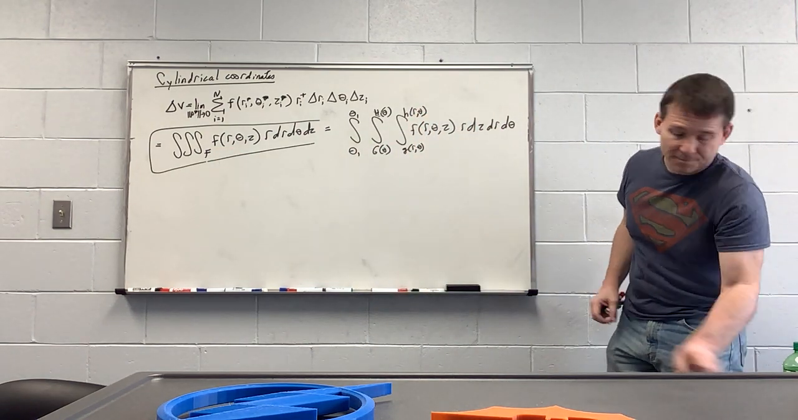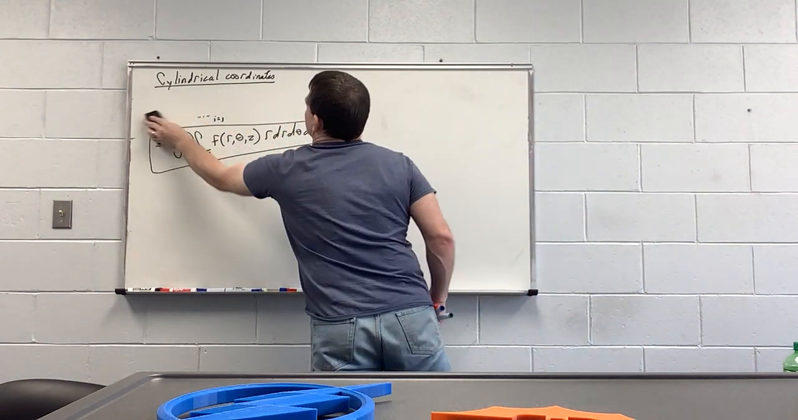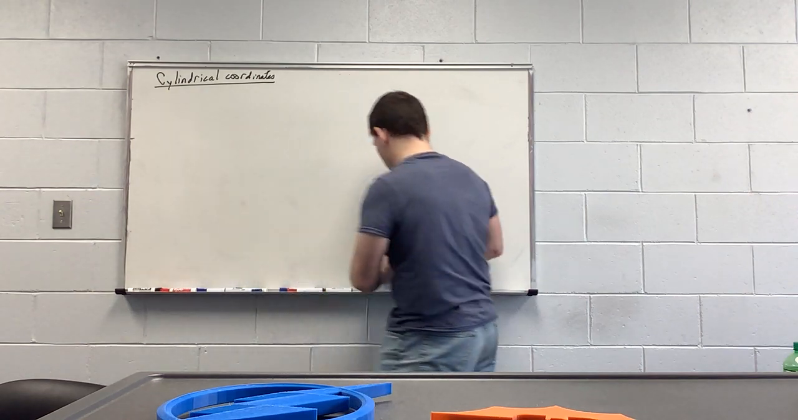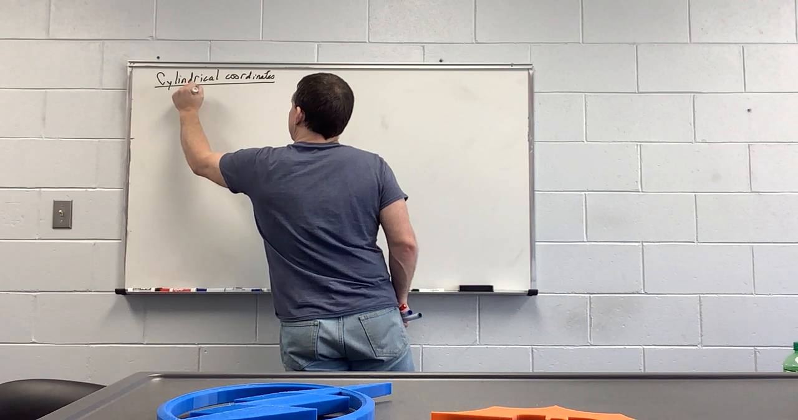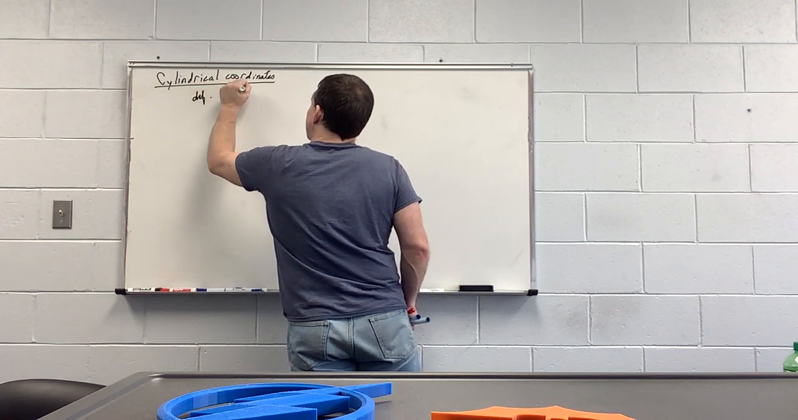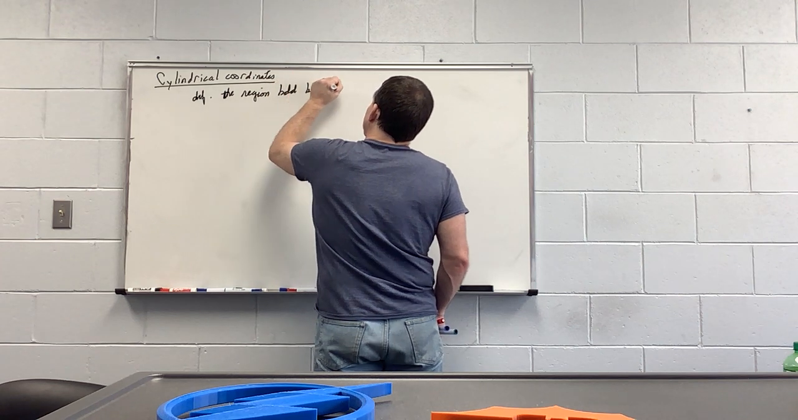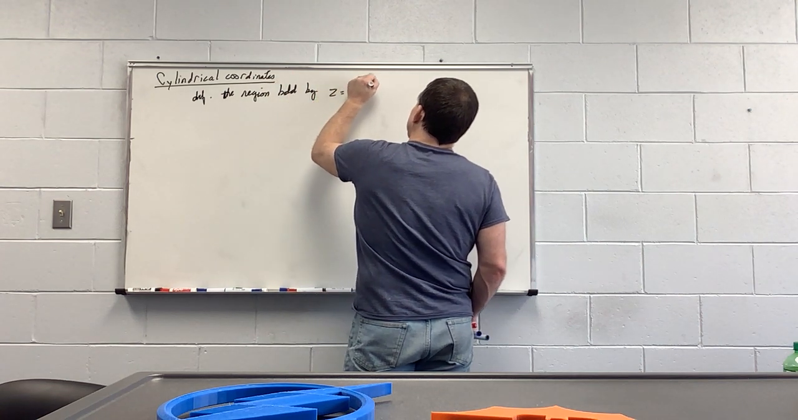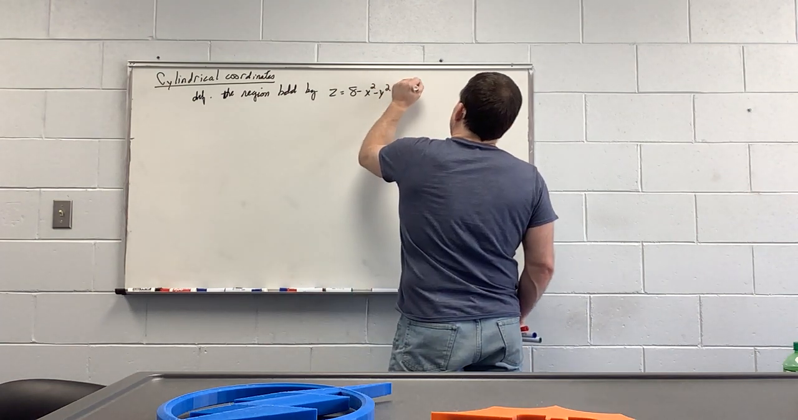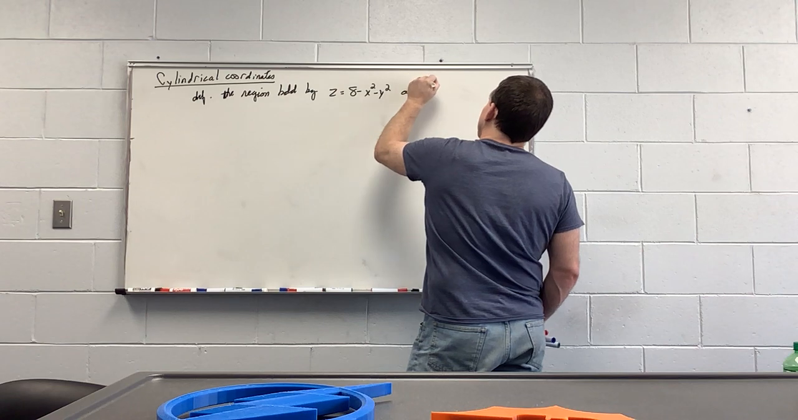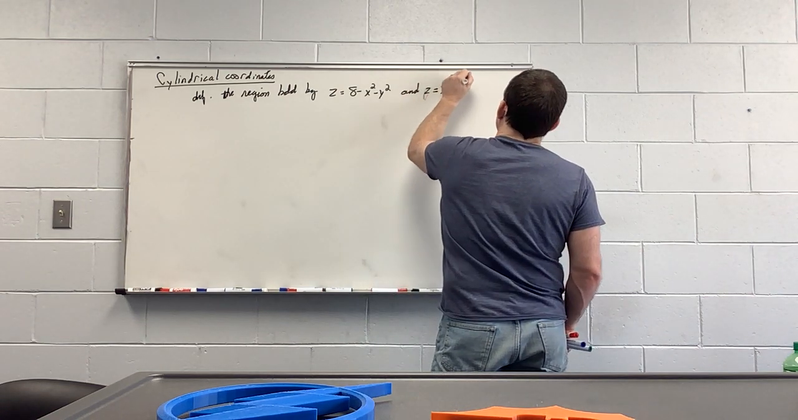So, as an example, define the region bounded by z equals 8 minus x squared minus y squared, and z equals x squared plus y squared.